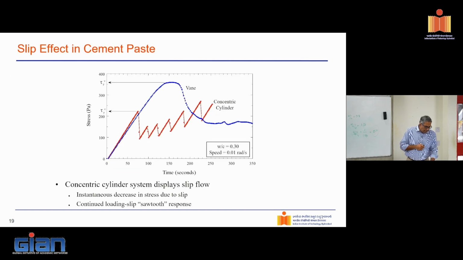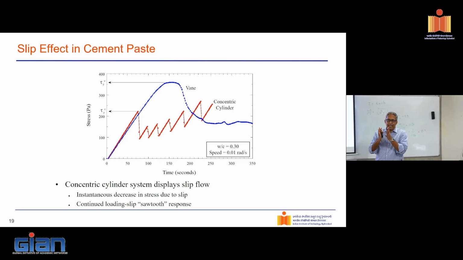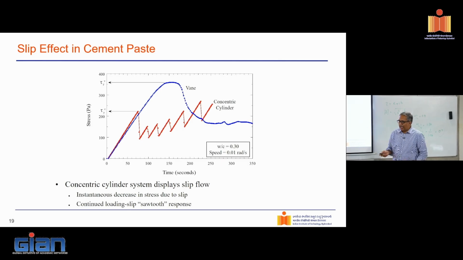Now, one little artifact that I wanted to introduce, and that has to do with this kind of a behavior. This you already have seen before, stress as a function of time. I'm applying a constant strain rate. This is what I would expect to see, except when you have cement paste which has water in it, oftentimes we start seeing slip happening. A water-rich film forms at the surface of the parallel plate and it starts to slip. And when it slips, you see this sawtooth kind of a response.